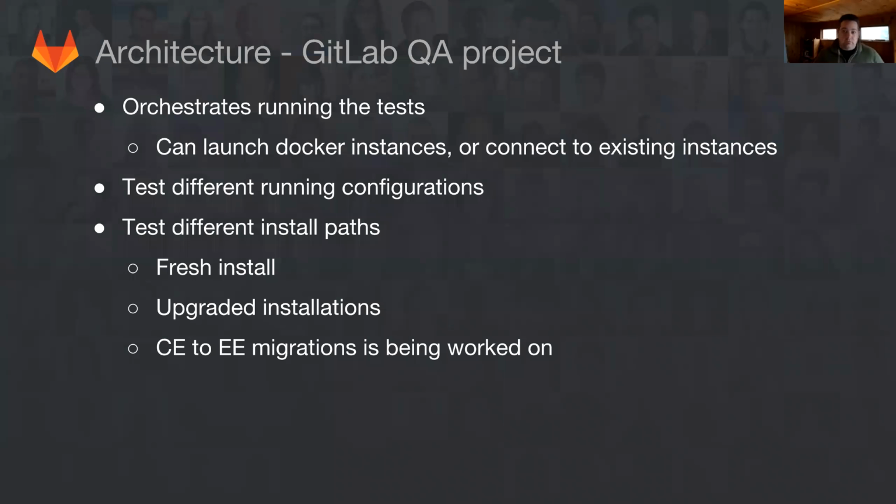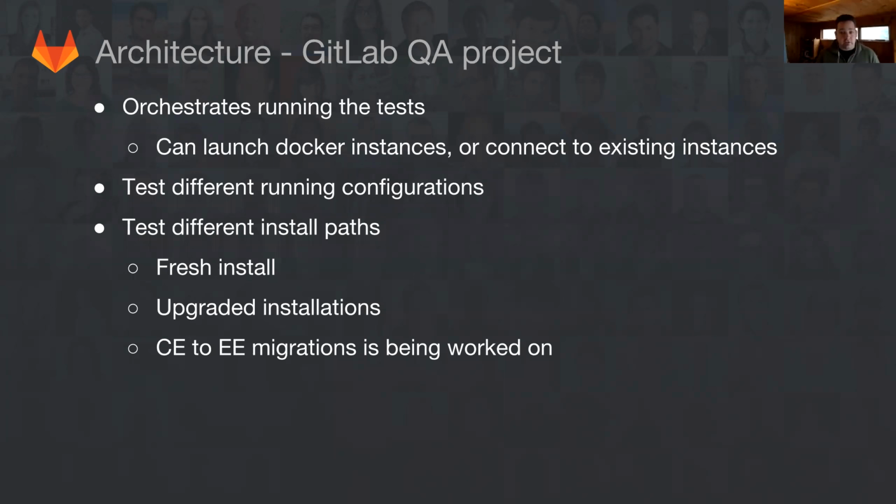You can use this to test different running configurations. As we know, GitLab is very configurable. There's a significant number of different configuration options you can change, which makes it a very complex product. So adding or removing a feature might work for one configuration and break it in another. Using GitLab QA, you can test all sorts of different configuration scenarios and make sure that they are all working as expected.